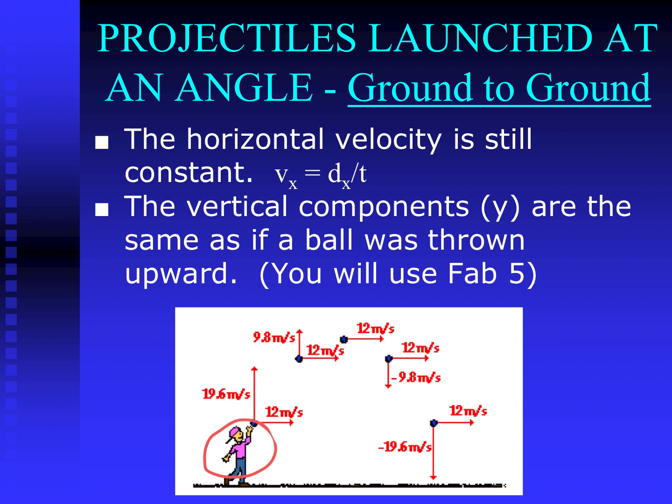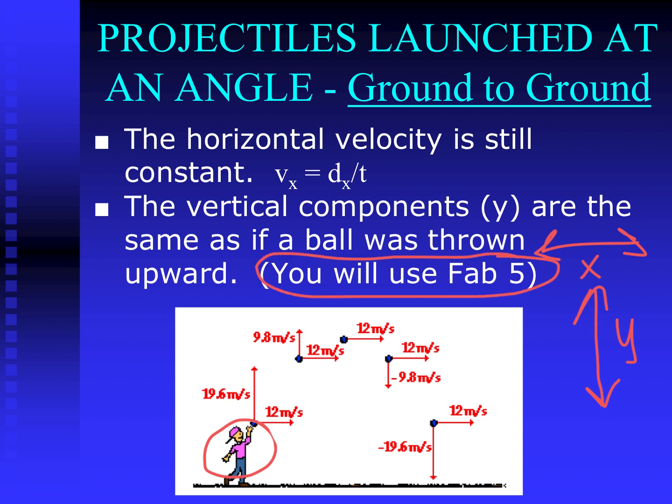Now the vertical components in the Y direction, remember vertical, anything with Y means up and down. Well, remember X is always the horizontal. That's just going to stay constant velocity. But the Y's, we're going to have to use our Fab 5s occasionally to figure things out. Because why? Because you have uniform acceleration. Remember gravity is always going to be negative 9.8 meters per second squared.